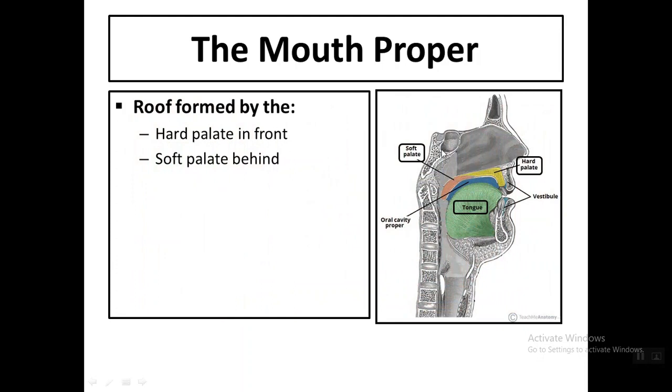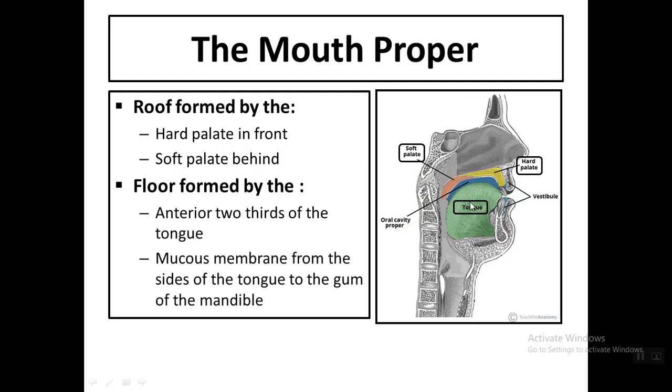The mouth proper, its roof is formed by the hard palate in front and the soft palate behind. The floor, its anterior two-thirds, is formed by the tongue and the mucous membrane from the side of the tongue to the gum of the mandible. This is the tongue, anterior two-thirds of the tongue, and the reflection of the mucous membrane to the gum of the mandible.